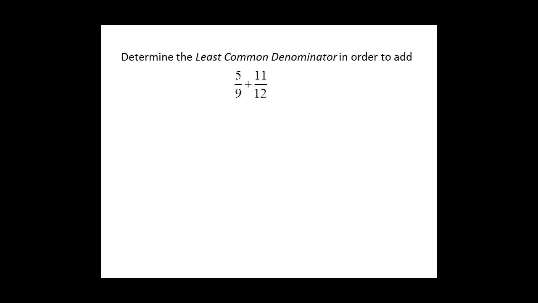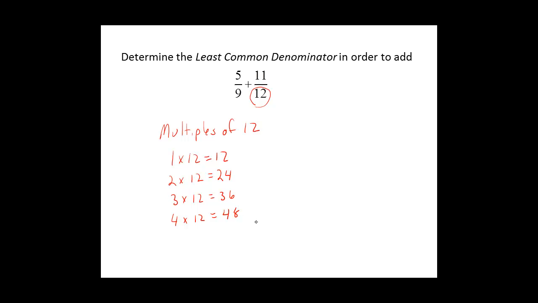Determine the least common denominator using method 2. The number 12 is our bigger denominator, so we will write our multiples of 12. 1 times 12 is equal to 12. 2 times 12 is equal to 24. 3 times 12 is equal to 36. 4 times 12 is equal to 48, and so forth.